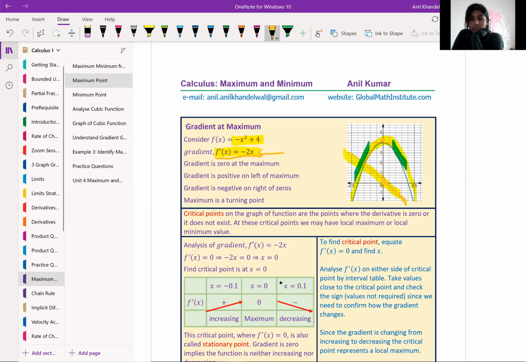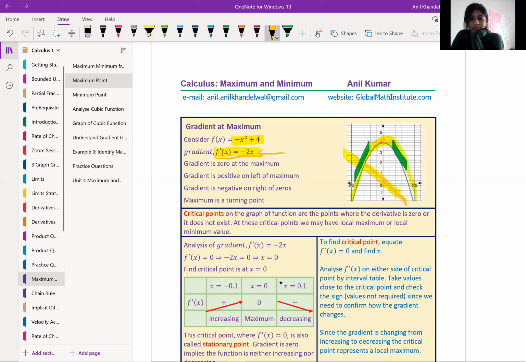It's a straight line with a slope of -2. Perfect. And you notice that (0, 0) corresponds to the maximum. And you can see while you're approaching the maximum, the gradient is increasing, a positive rate of change. And the gradient decreases after the maximum. So when the gradient changes from increasing to decreasing, it hits the maximum.